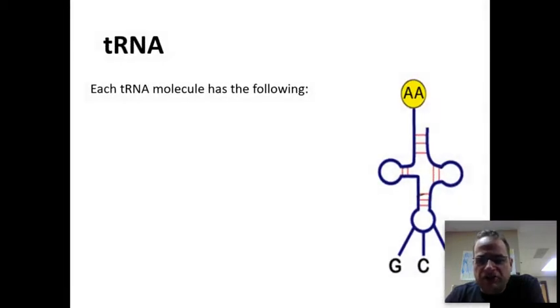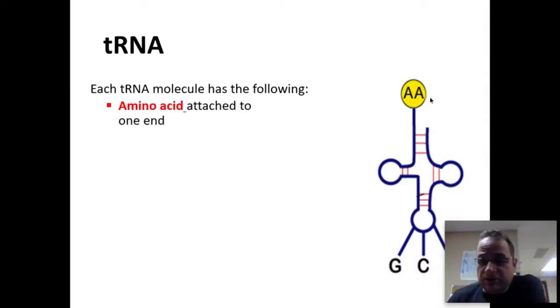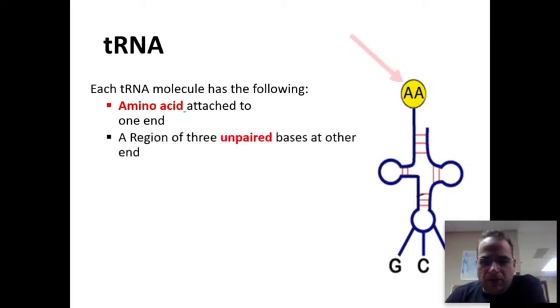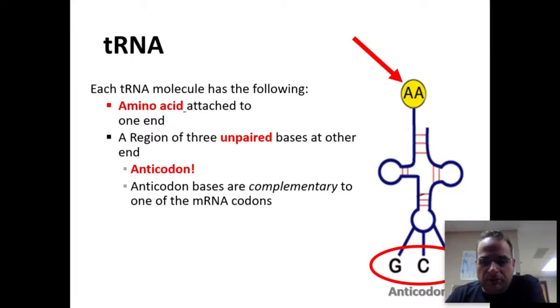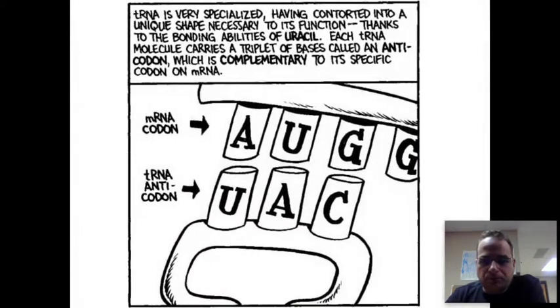tRNA. Each tRNA molecule has the following. An amino acid. Basically, it's this little thing that flies through the cytoplasm and carries the amino acid on top. It has an anticodon, or a piece at the bottom that fits in with the mRNA. Again, we're not going to focus too much on this in this class. The anticodon bases are complementary, which means they match up with the mRNA. So when we say complementary, A goes with U, and G goes with C.